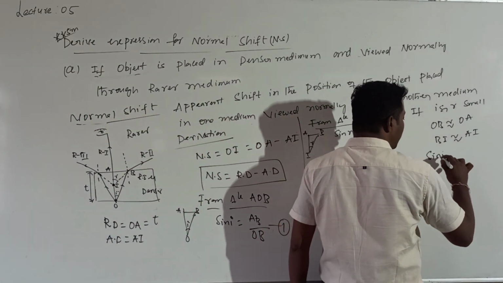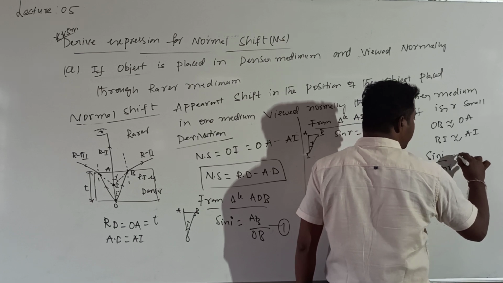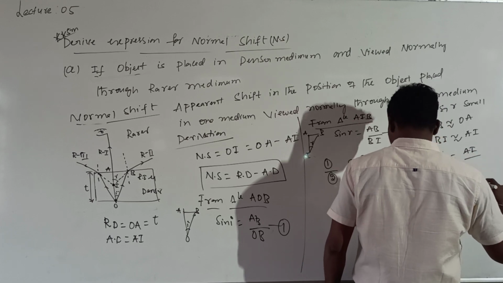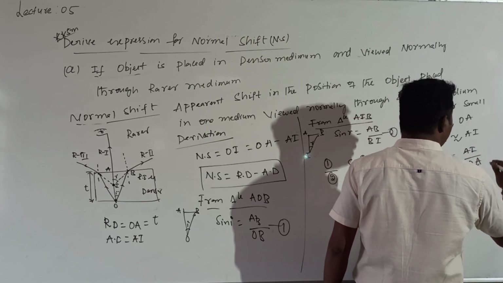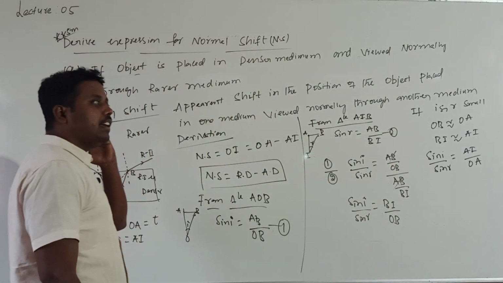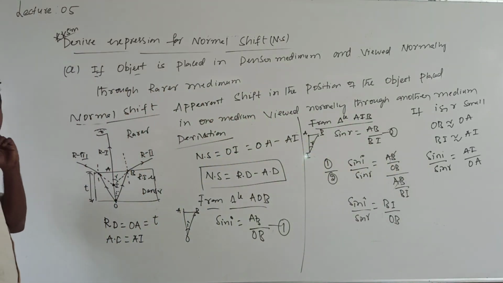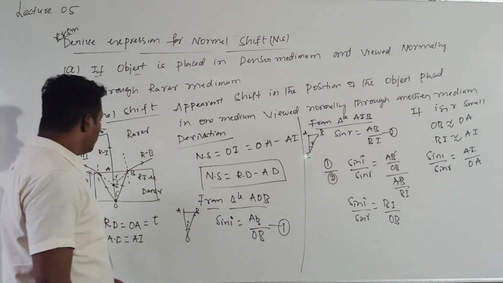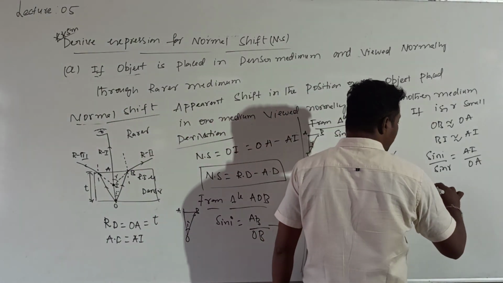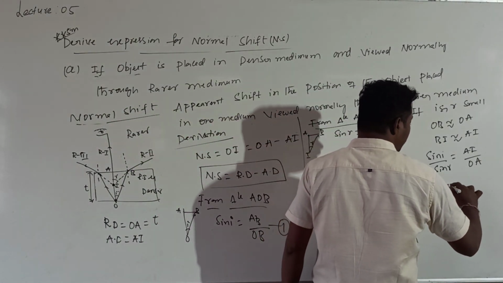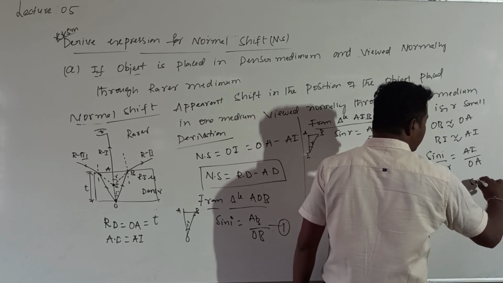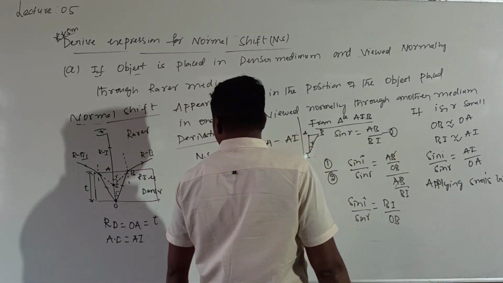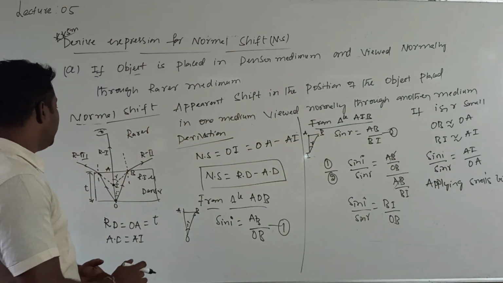Sin i divided by sin r is equal to BI, which can be written as AI, and OB can be written as OE. But according to Snell's law, I can write directly when light is traveling from denser to rarer medium. So applying Snell's law, what can I write?